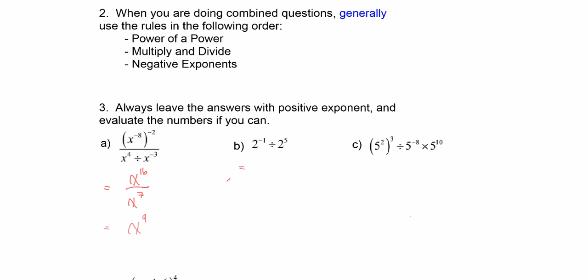So now, here's what we're going to do. This next problem has 2 to the negative 1 divided by 2 to the 5. When we simplify, you can think of this as just 2 to the negative 6. Now, if you want to make sure you understand what's going on here, we've got a 2 raised to the negative 6. We can look at a 2 as a fraction. We can write that 2 as 2 over 1, can't we?